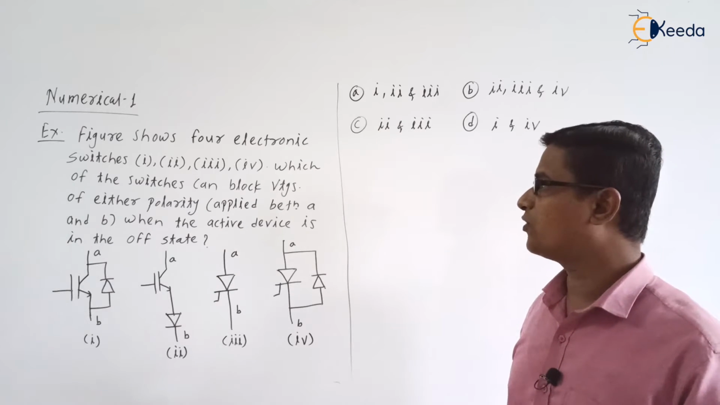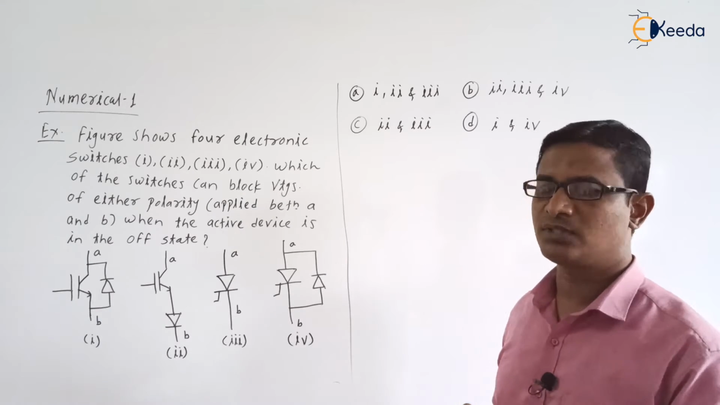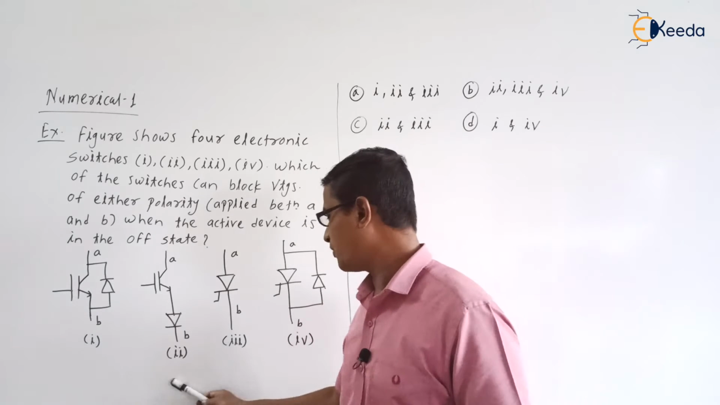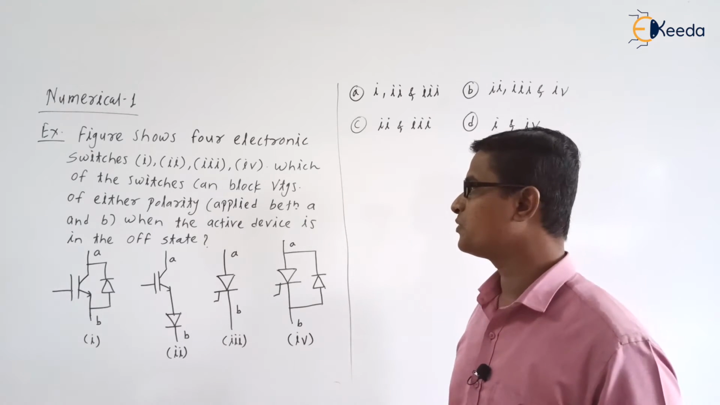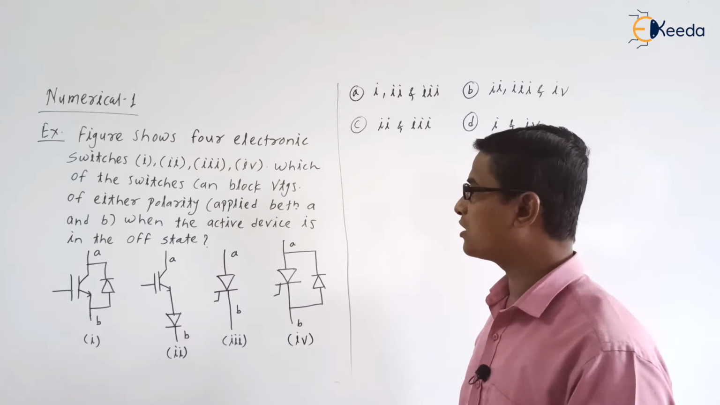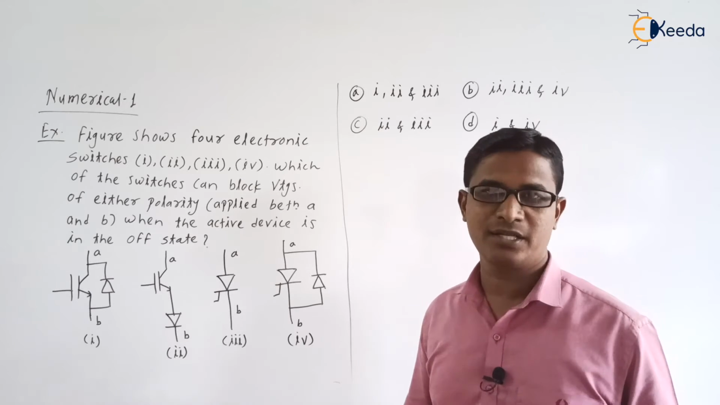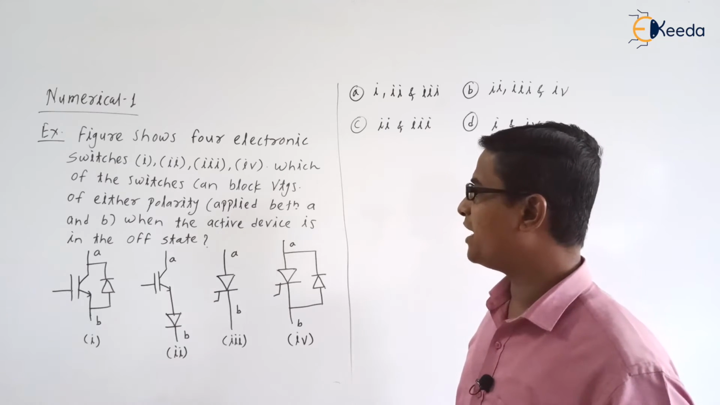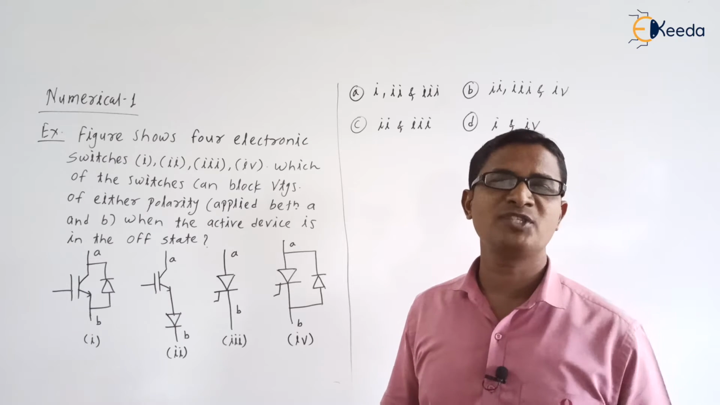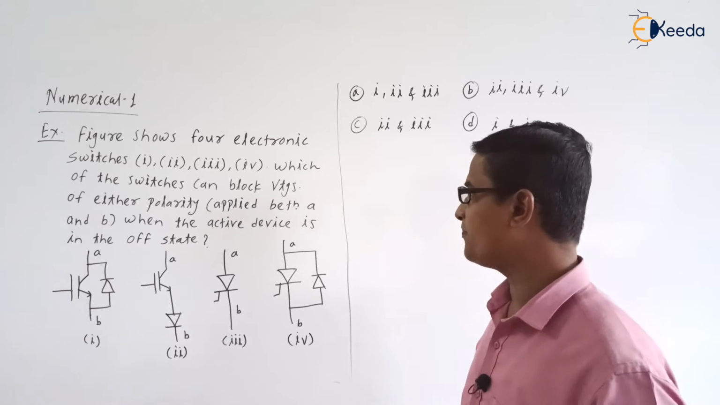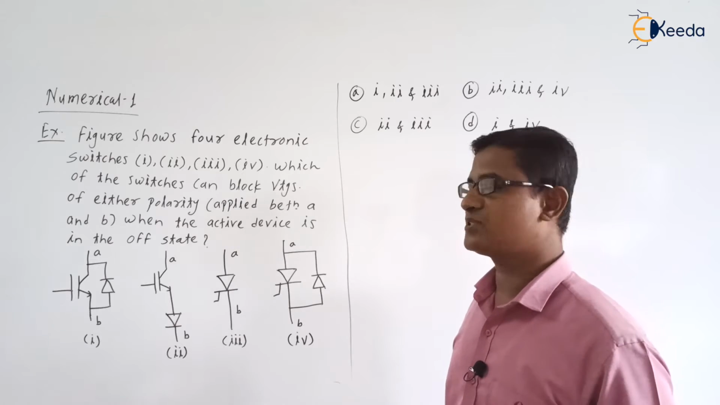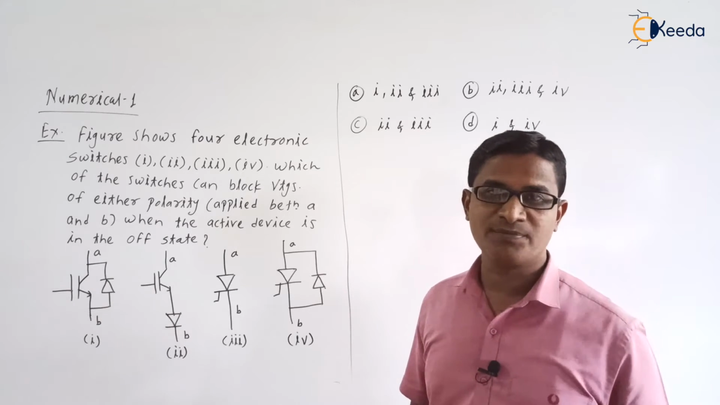Figure shows four electronic switches 1, 2, 3, 4. Okay, so they have given the four electronic switches 1, 2, 3, 4. Which of the switches can block voltages of either polarity applied between A and B? Voltages of either polarity means forward voltage as well as reverse voltage, when the active device is in the off state. Active device is in the off state means what?